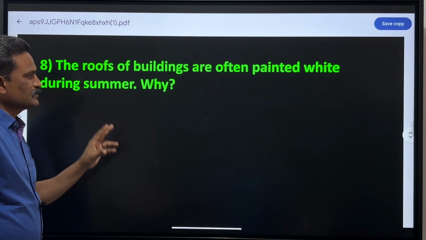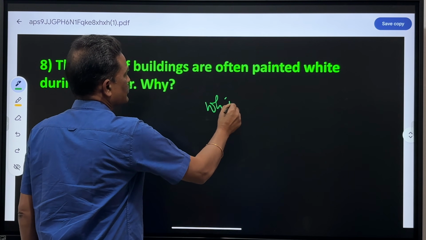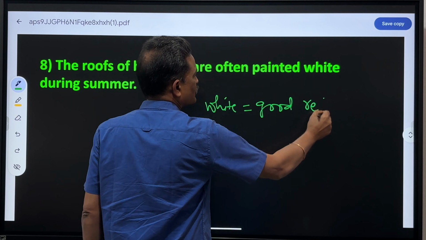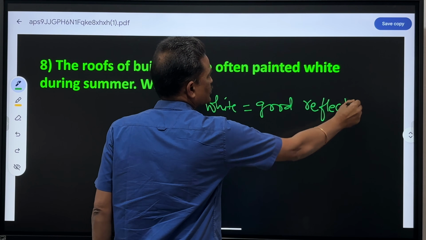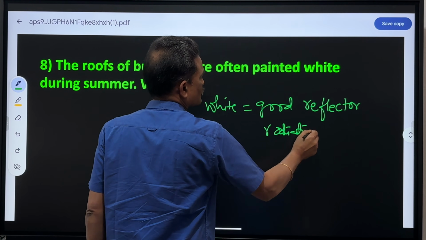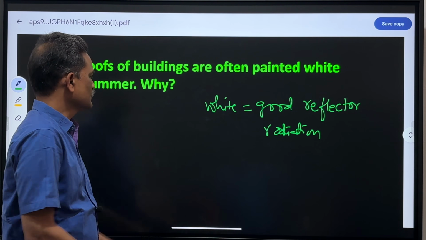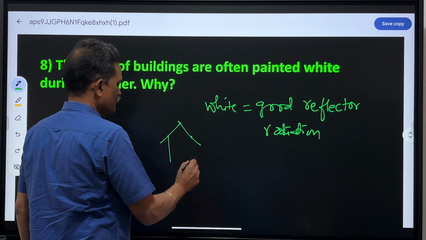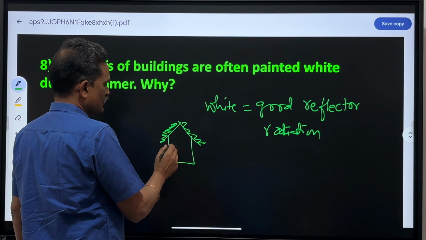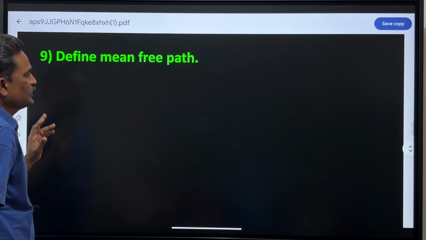The roofs of buildings are often painted white during summer. Why? White is a good reflector or bad absorber of heat. So it is a good reflector of heat energy or radiation. Good reflector or the bad absorber, it doesn't absorb the heat. So when the roof of the home is painted white, in the summer, people living in this feel cool.